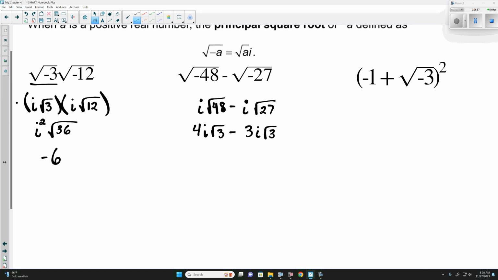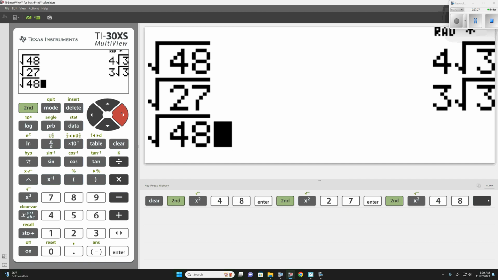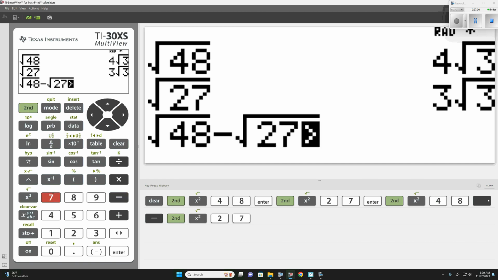Well, 4i square root of 3 minus 3i square root of 3. I have 4 of them. I take 3 away. What I have left is 1i square root of 3, or just i square root of 3. Yes. Questions on this here? But even before doing all those steps, i square root of 48 minus i square root of 27, both of them have i in them, yes? So whatever I get as my answer should have i as well. Square root of 3, add i back to it, i square root of 3 is the answer.